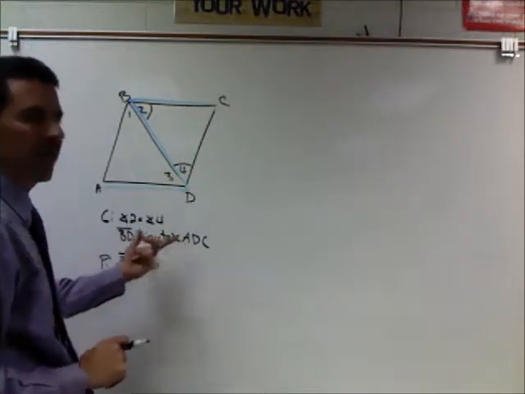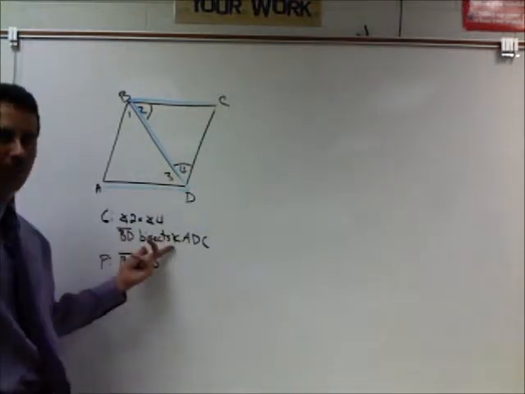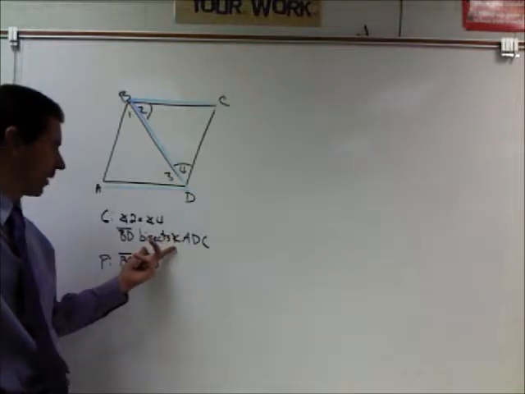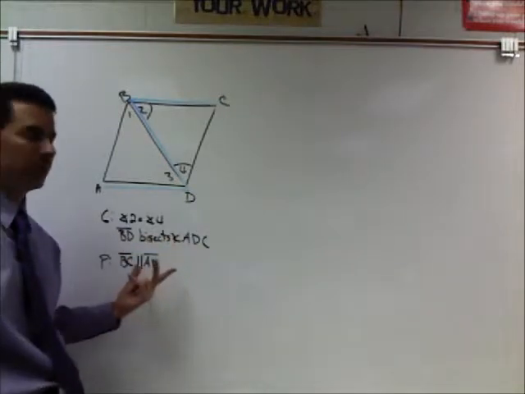BD bisects an angle. Again, when you see an angle bisector, it should be like, whoop, whoop, whoop. The definition of angle bisector is going to give us two equal angles.